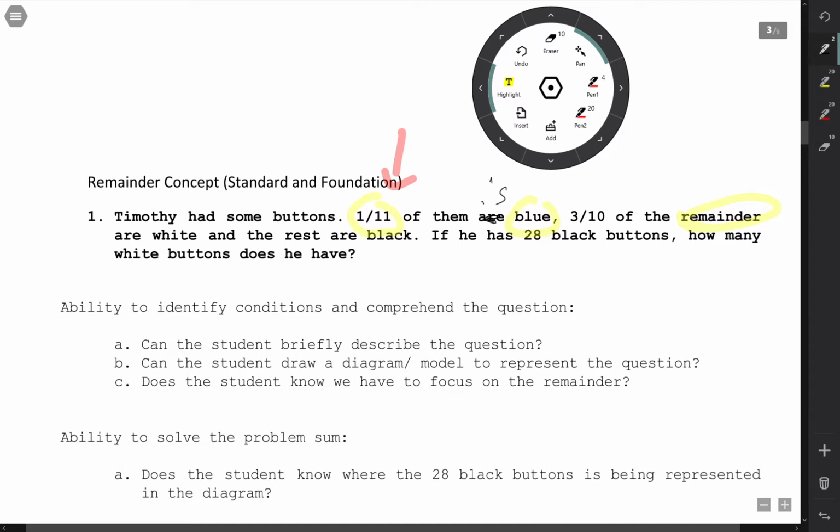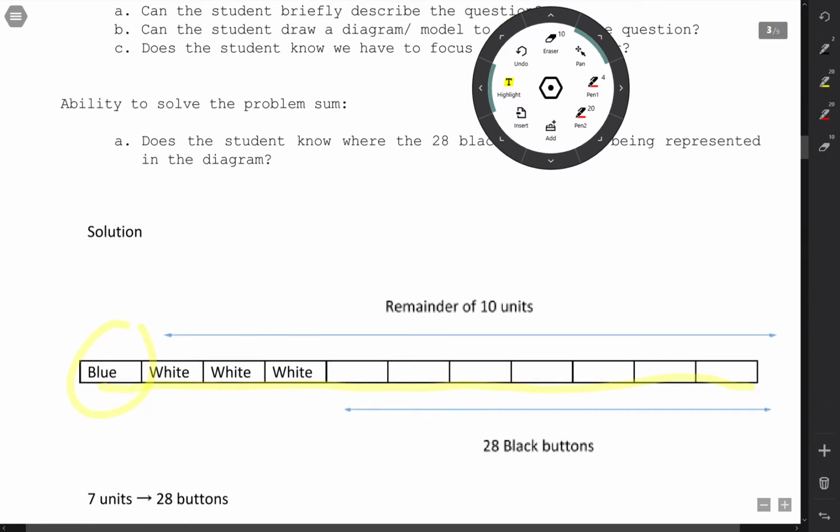So 3 out of 10 of the remainder are white and the rest are black. So where is 3 out of 10 of the remainder? You have to figure out where the remainder is. The remainder is as denoted by this thing, from here all the way to here. So this is the remainder, and 3 out of 10 of them are white. That's why there are 3 white over there.